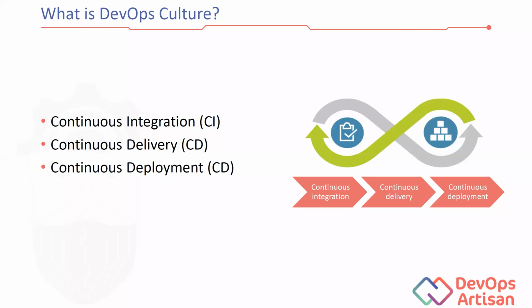But to implement this kind of DevOps culture, we have a few key elements in this process to put in place. In order to deploy frequently, we need processes called continuous integration, continuous delivery, and continuous deployment. So here we have these terms: continuous integration, continuous delivery, and continuous deployment.